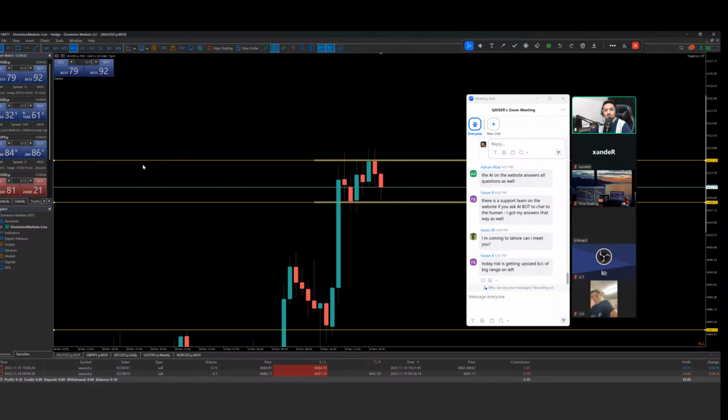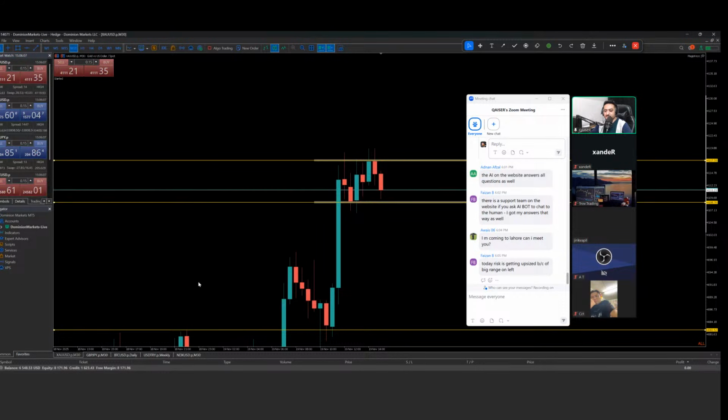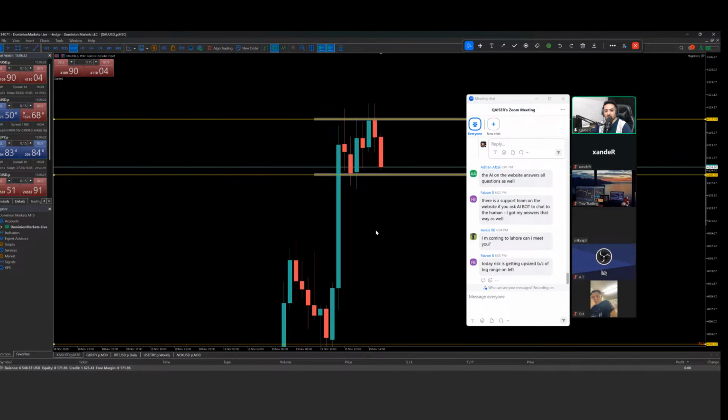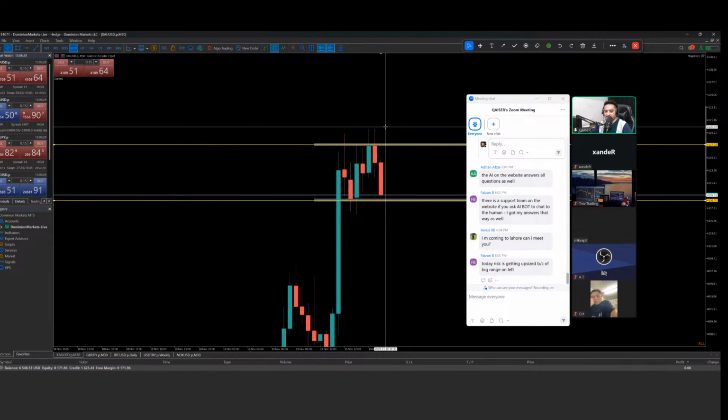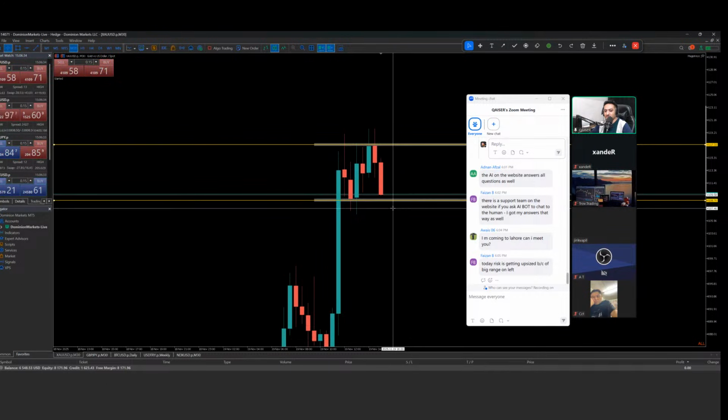Let's see if I can add two positions or one position in my structure. Today's risk is getting upsized because of the big range on the left side. Yeah, but we need some confirmation. I'm interested in buys as an impulse entry. But for sells, I'd want a candle to close below the support to give me an opportunity.